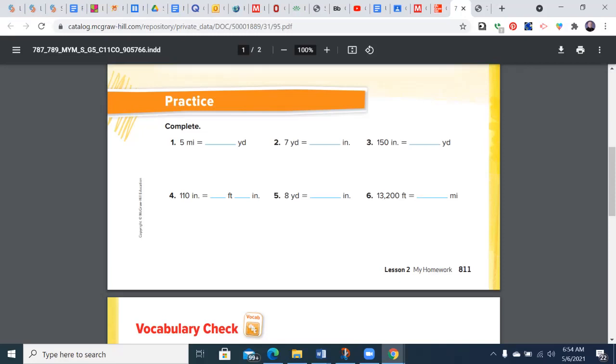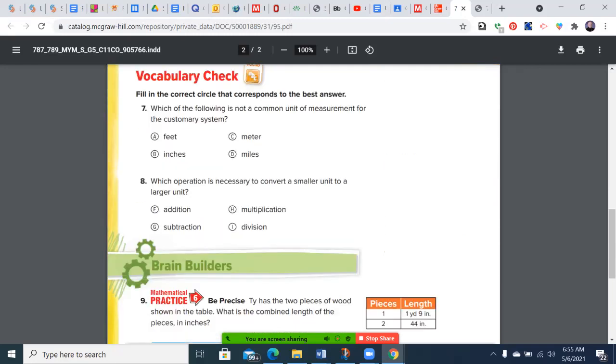Like if we're going from yards, you might go yards to feet, feet to inches. But if you know how many inches are in a yard, you could skip that step. And in this case, there are 36 inches in 3 feet. So you could just go 7 times 36 and go right on over. Then we have best answer, which one's not a common.